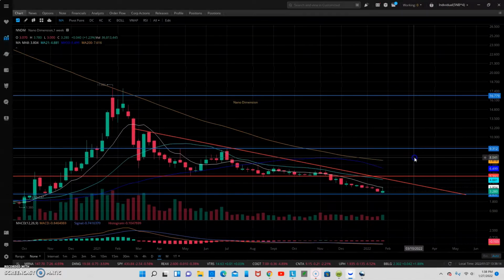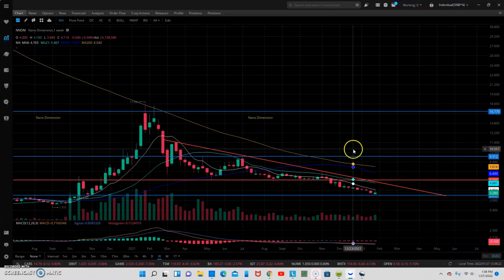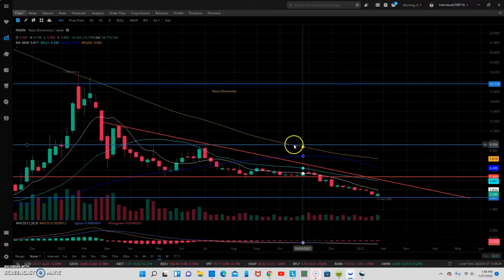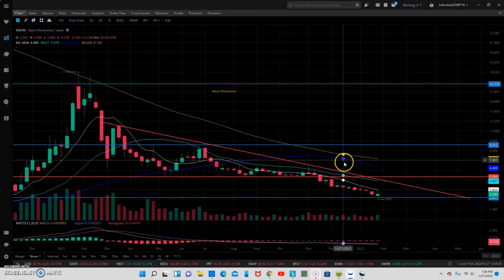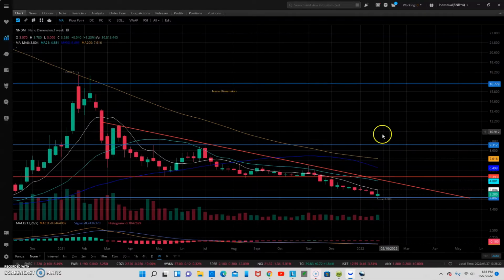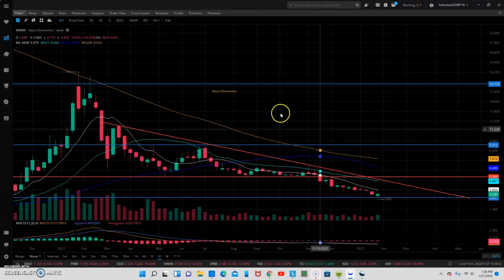It's sitting at $7.61 right now, so we don't have to worry about that right now, but in the future, watch out for it. The 50 period moving average on our weekly chart is sitting at $6.49, so we're well below that.